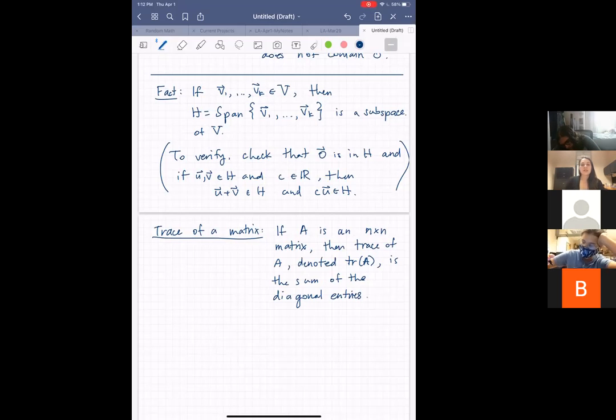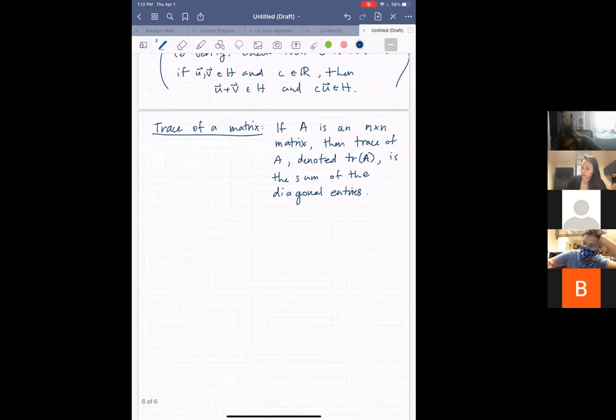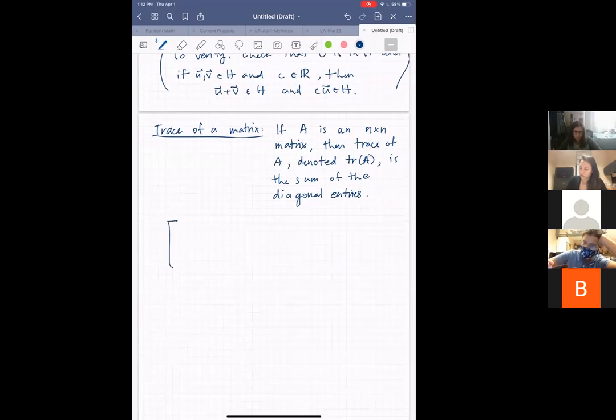Okay, so it's actually a lot easier than the determinant to compute, right? We just take a look at our matrix and take the sum of the diagonal entries. So if we had a matrix A like this, the trace of this is just the sum of the diagonal entries, right? So it is 1 plus 5 plus 9. So 15.